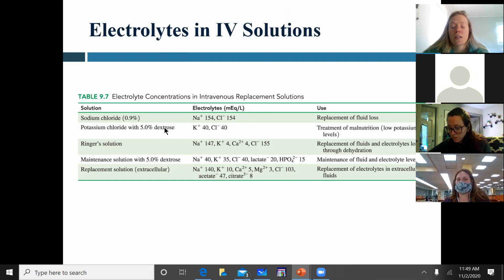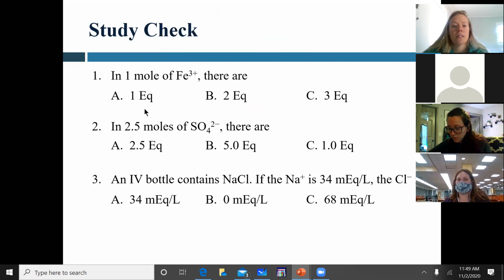Here's some intravenous solutions, different equivalents. Let's look at this though. If you have 1 mole of Fe3+, how many equivalents would you expect to have? So 1 mole will yield, drum roll please, 3, right? So it's whatever the charge is going to be.